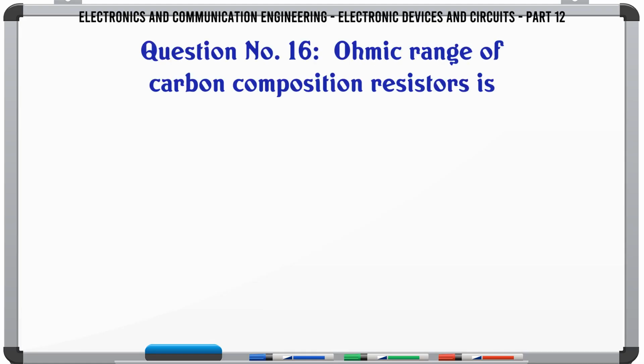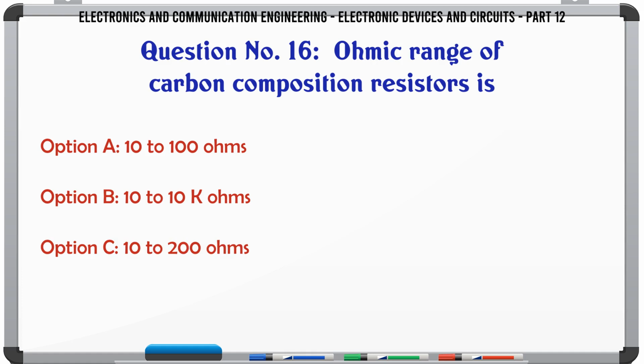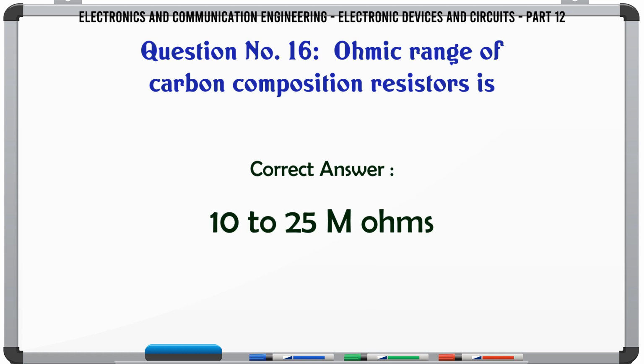Ohmic range of carbon composition resistors is A. 10 to 100 ohms, B. 10 to 10 k ohms, C. 10 to 200 ohms, D. 10 to 25 m ohms. The correct answer is 10 to 25 m ohms.